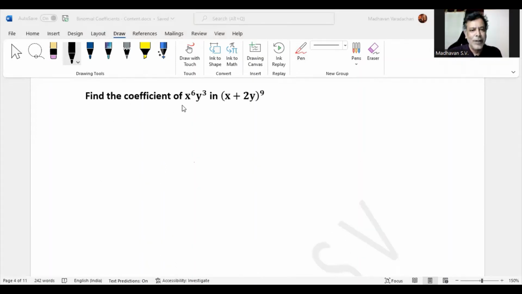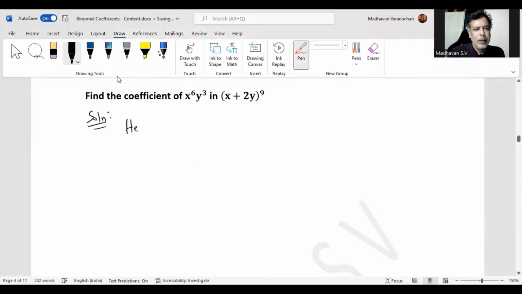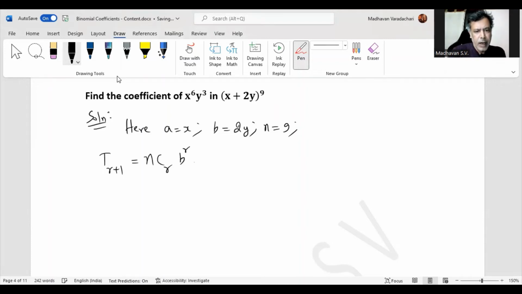Find the coefficient of x power 6, y power 3 in (x plus 2y) to the power of 9. So here a is nothing but x, b is nothing but 2y, and n is 9. The general term, that is t r plus 1, is nCr b power r, a power n minus r. So we will substitute the relevant values: 9Cr, (2y) to the power of r, then x to the power of 9 minus r.